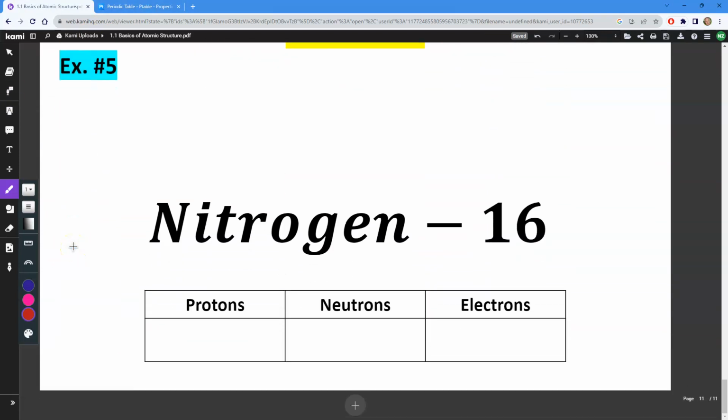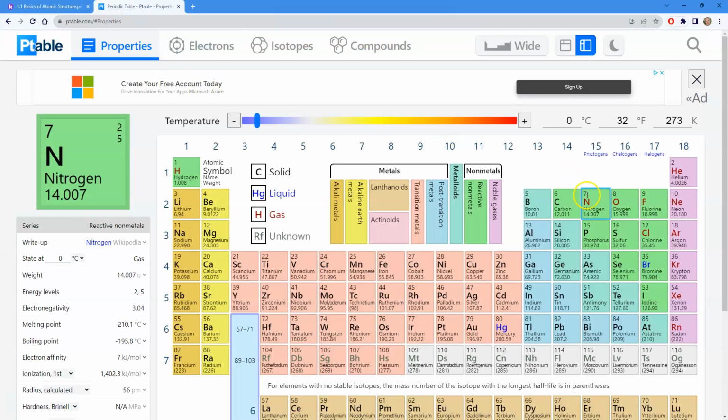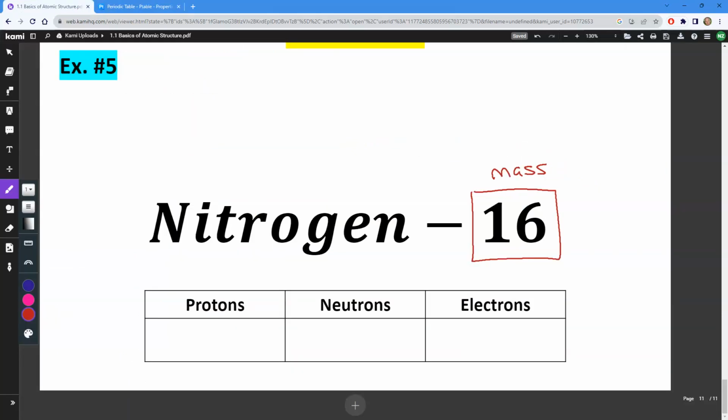All right, one more. Nitrogen 16. Mass number here. Nitrogen on the periodic table is number 7. So it's going to have 7 protons. No charge here, so we're going to have 7 electrons. Mass number 16 is equal to 7 protons plus some number of neutrons. To get the number of neutrons, we would subtract, and we end up with 9 neutrons. And those are the basics of atomic structure.